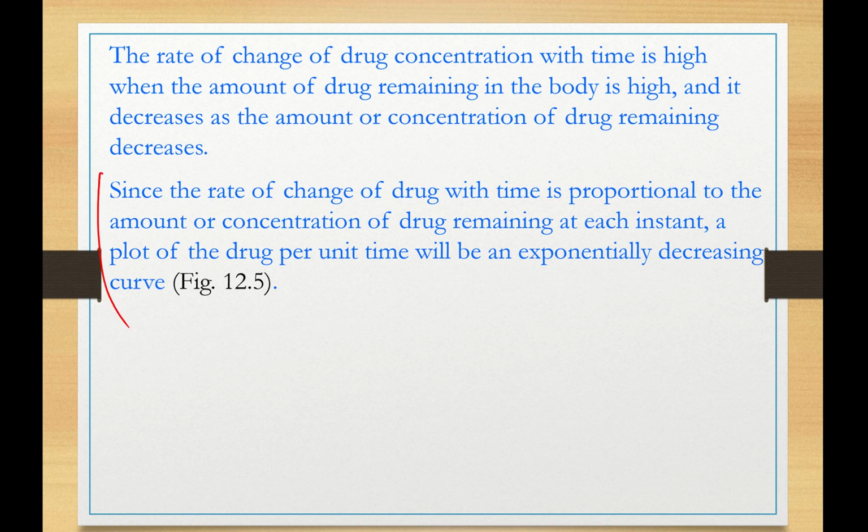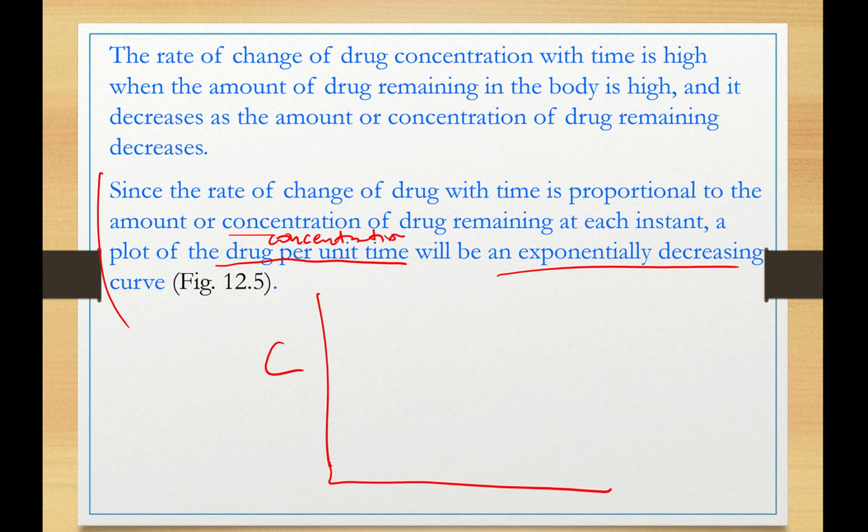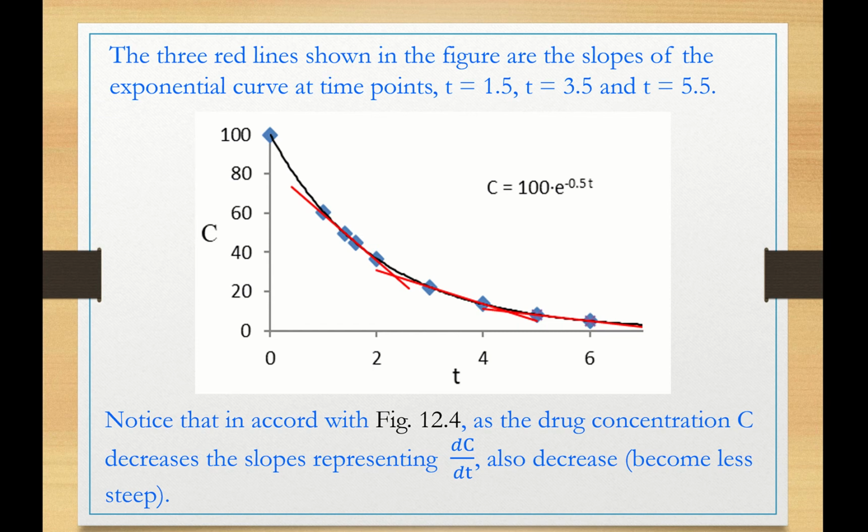So now, since the rate of change of drug with time is proportional to the concentration of drug remaining at each instant, a plot of drug concentration per unit time should be an exponentially decreasing curve if we are referring to an elimination profile, of course. So this is what I am describing here. If I plot C against t, I will get an exponentially decaying curve. Okay, let's take a look. So here is exactly what I just described. For a first order elimination process, C plotted against time is an exponentially decaying curve.